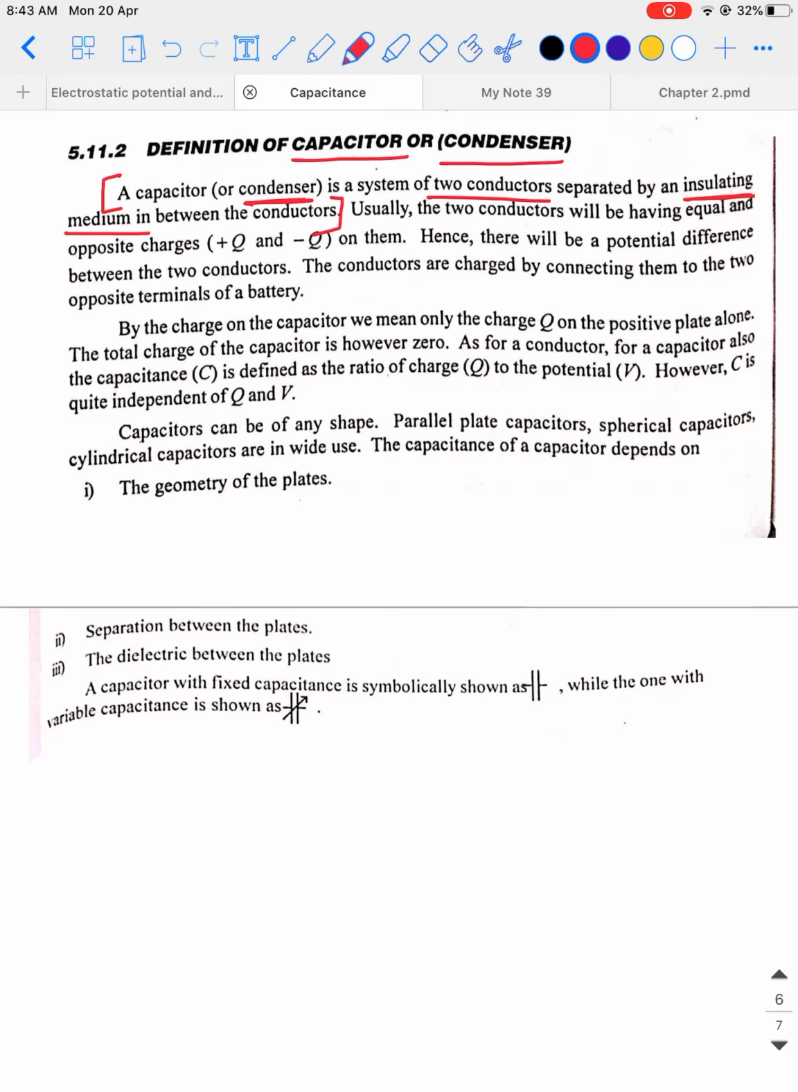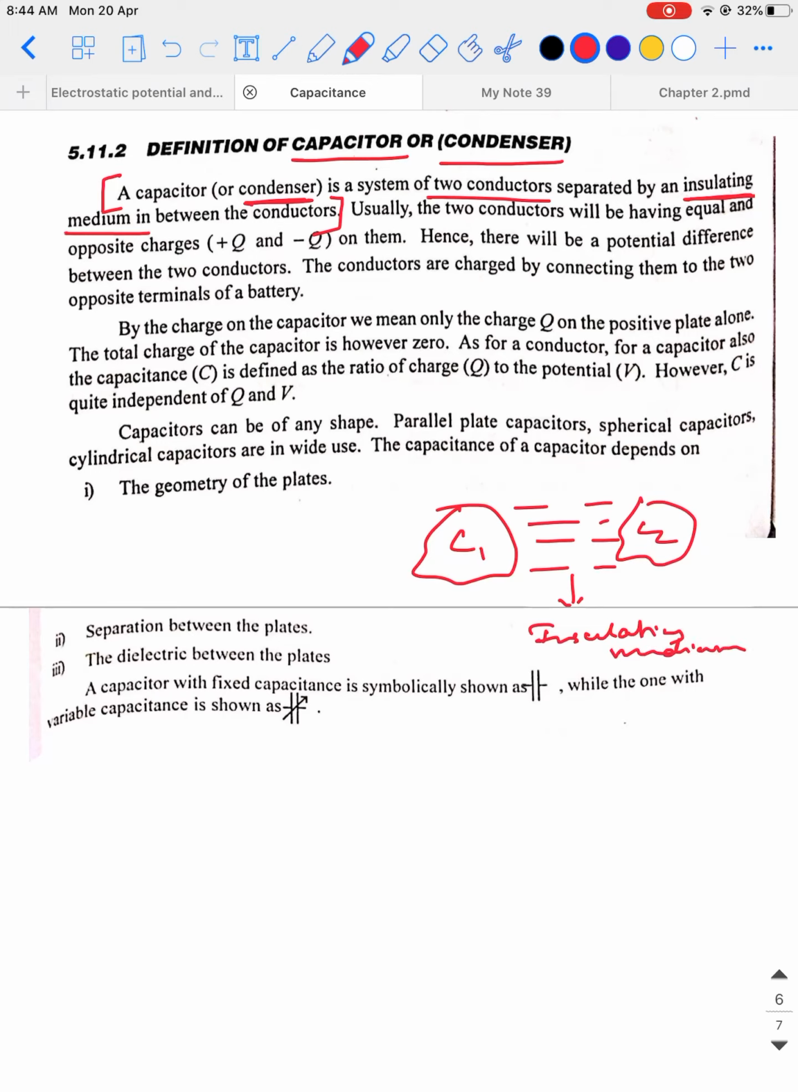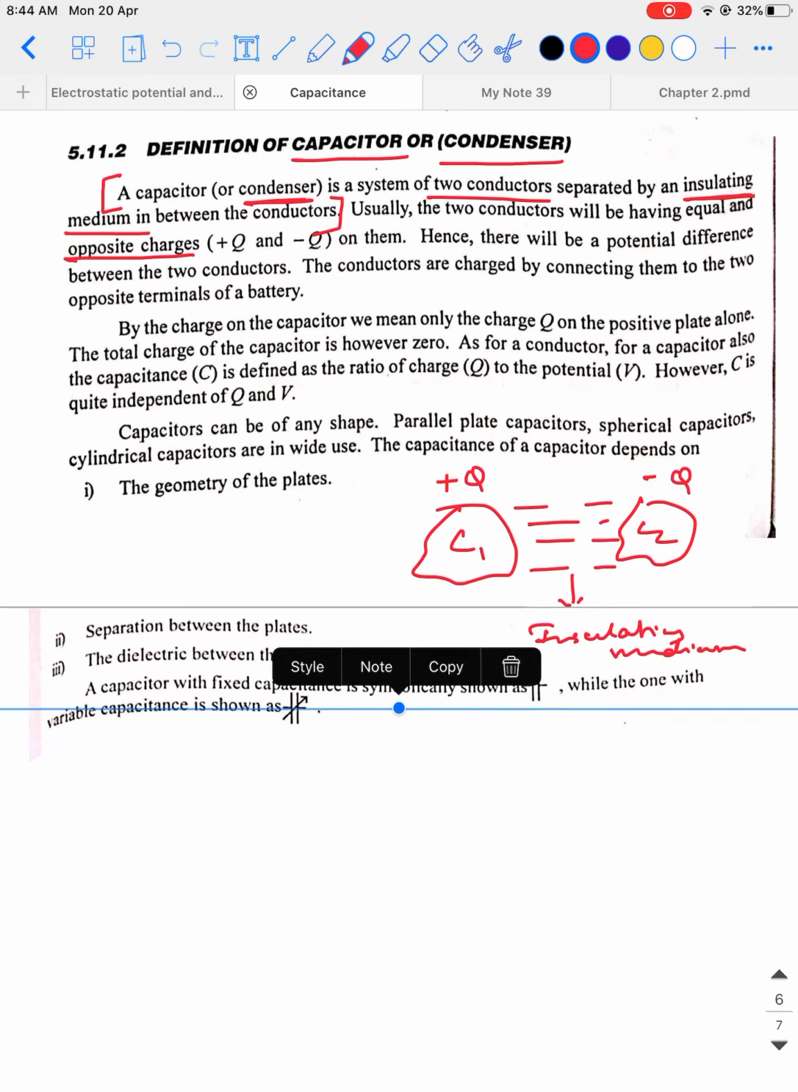So usually the two conductors which we are trying to separate, let's say you have conductor 1 and conductor 2, in between you have an insulating medium. This type of arrangement is what is called a capacitor. Usually the two conductors will have equal and opposite charges. Means if this has a charge of plus Q, this will have a charge of minus Q. Since their nature is different, there will be a potential difference existing between them. Hence, there will be a potential difference between the two conductors.